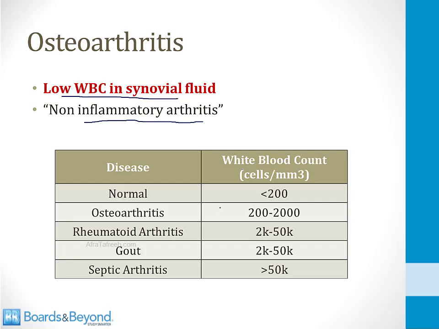Let's take a look at the table on the screen here. The normal white blood cell count in synovial fluid is less than 200. In osteoarthritis, it can range from 200 to 2,000, but it's never more than 2,000. In rheumatoid arthritis and gout, for example, the white blood cell count is typically in the tens of thousands. It can range from 2,000 to 50,000 in both RA and gout. And then septic arthritis is famous for having the highest synovial white blood cell counts. In septic arthritis, it can be greater than 50,000 and even up into the hundreds of thousands.